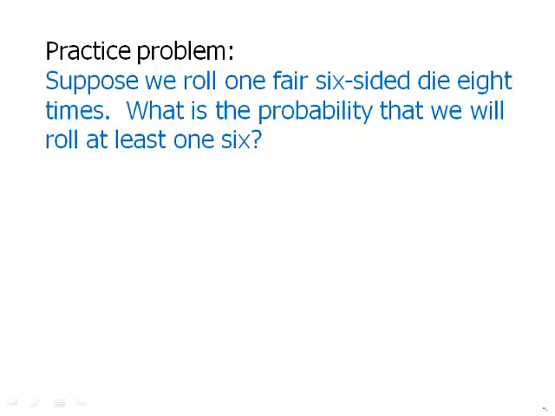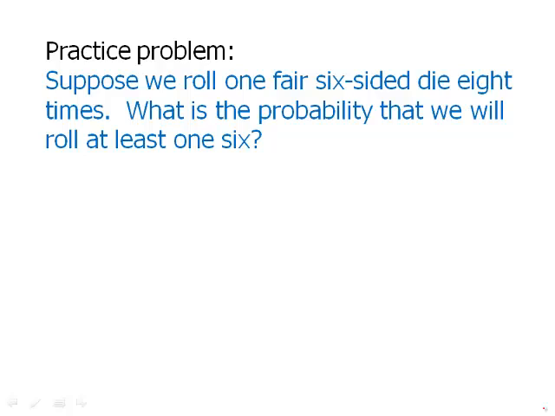Suppose we have this problem. This is a very hard problem. Suppose we roll one fair 6-sided die 8 times. What is the probability that we will roll at least 1 6? So let's think about this. We have 2 choices. We can do the completely straightforward method of solving this. And as you'll find, that route will be very, very time consuming. Or we can use the shortcut.